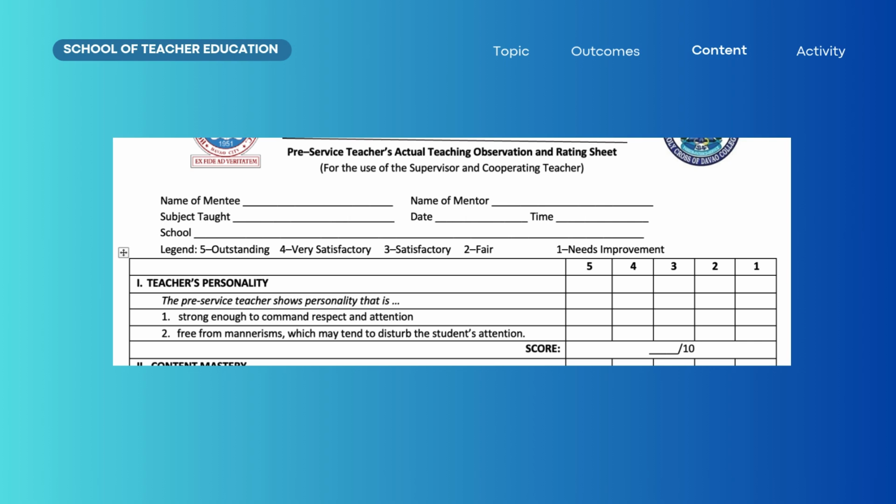This is an example of a rating scale. This is the current teaching demonstration rating scale we have in our School of Teacher Education. As you can see, we have the different levels: outstanding, very satisfactory, satisfactory, fair, and needs improvement. For each observable trait, the supervisor or observer can rate the pre-service teacher from 5, 4, 3, 2, and 1. From this, we can calculate the total of the scores over the number of possible scores across the different criteria. And that would be it for the scoring rubric.